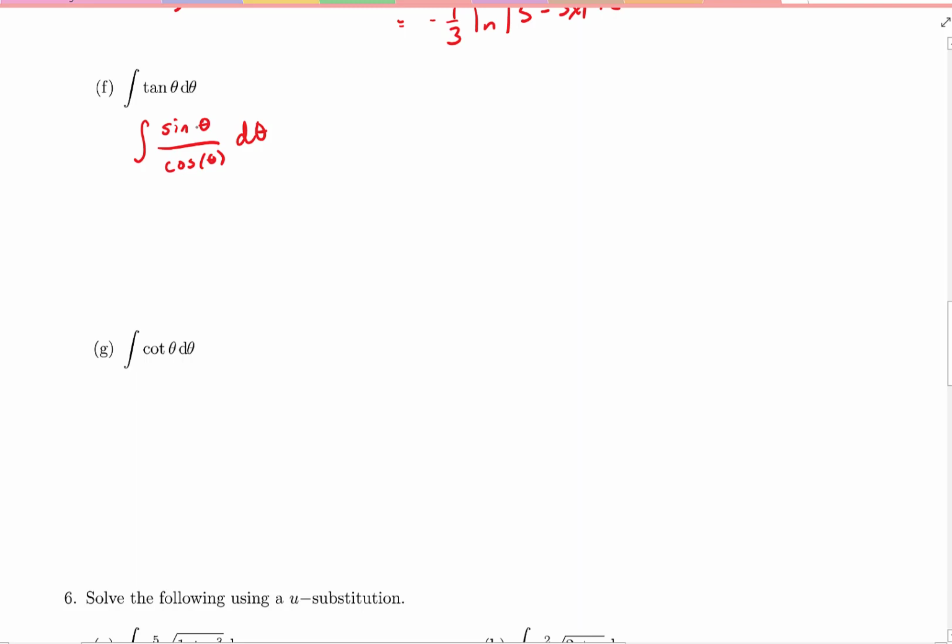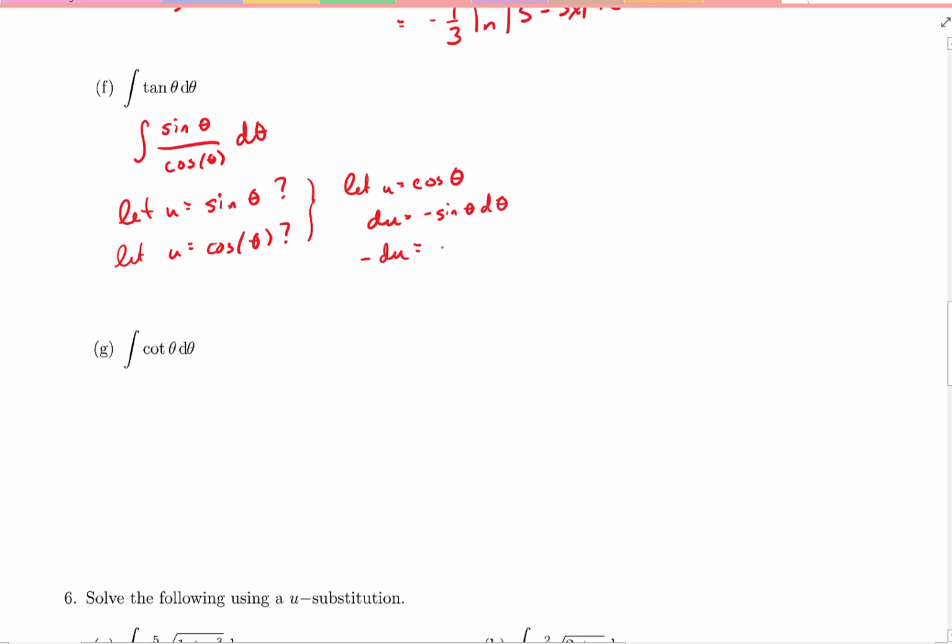So the question is which one should I let u be? Should I let u equal the sine of theta, or should I let u equal the cosine of theta? Okay. So I would encourage you to try this both ways and see which way seems to make your life easier. But I'm going to go ahead and just do it. I'm going to choose to let u equal the cosine of theta. That makes du equal to minus the sine of theta d theta, or minus du is equal to the sine of theta d theta, where I divided this minus sign over to the other side.